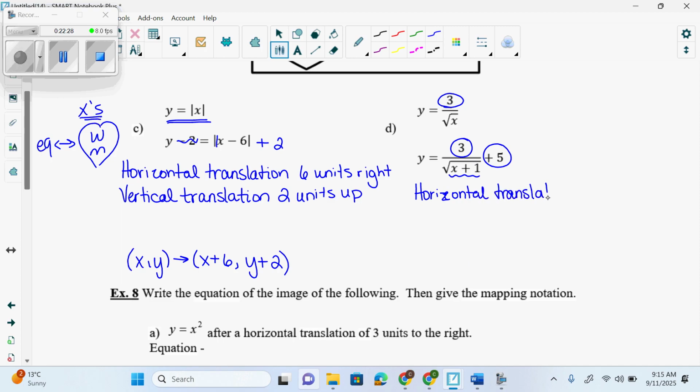One unit what? Left. Because in an equation, words and mapping, the x is switched. If I go to my mapping, (x, y) becomes (x minus 1, y), because that's going left. Then I have a vertical translation. Five units what?